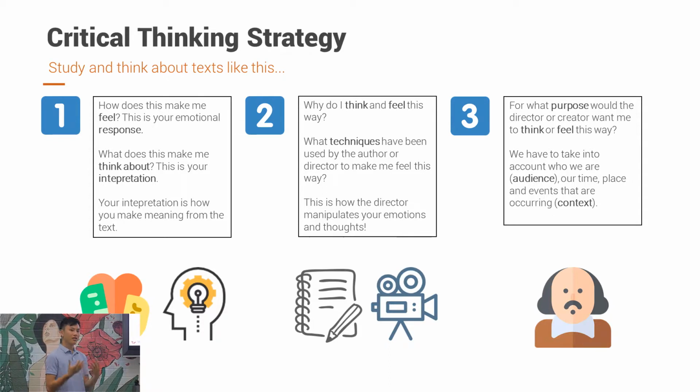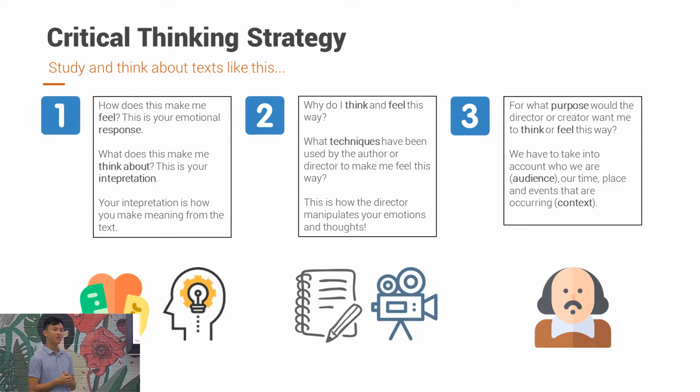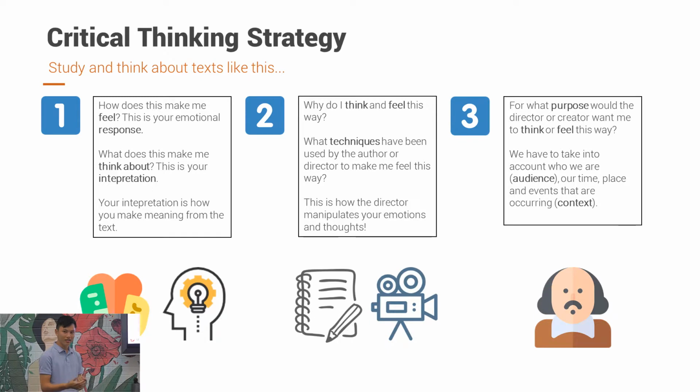So you think, okay, I'm currently feeling this way, I'm currently thinking of this thing. So we ask ourselves, why do I think and feel this way? And basically the reason why you think and feel this way is because the author or the text creator or the director has included techniques in there to help you or to manipulate you into thinking a certain way or into feeling a certain way. So the second step is to think about the techniques.